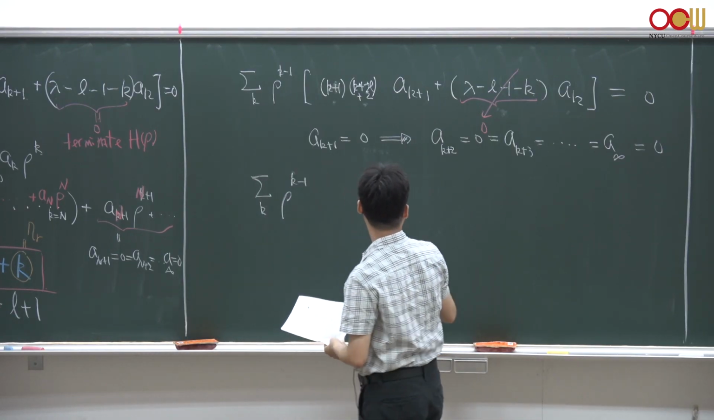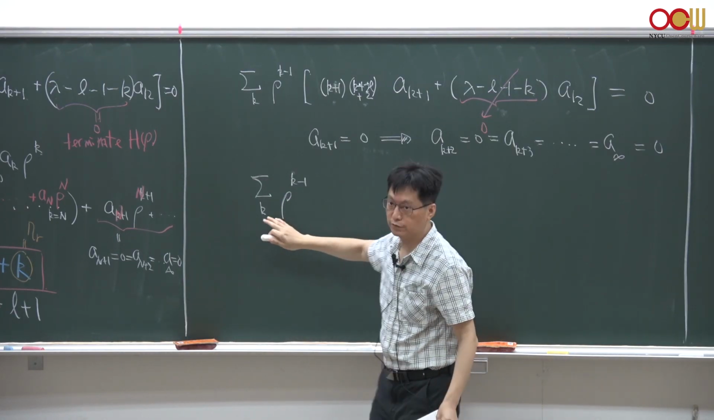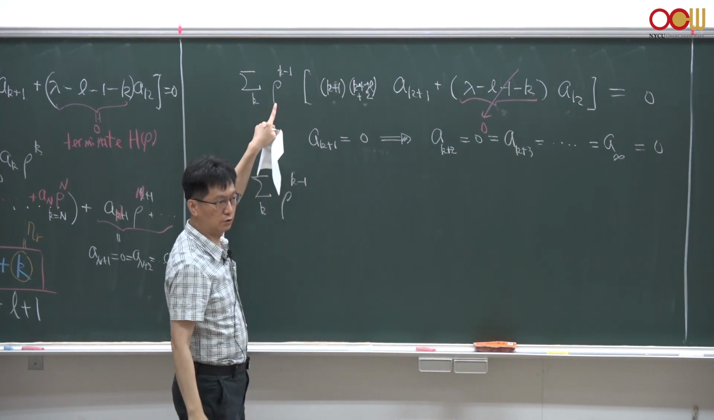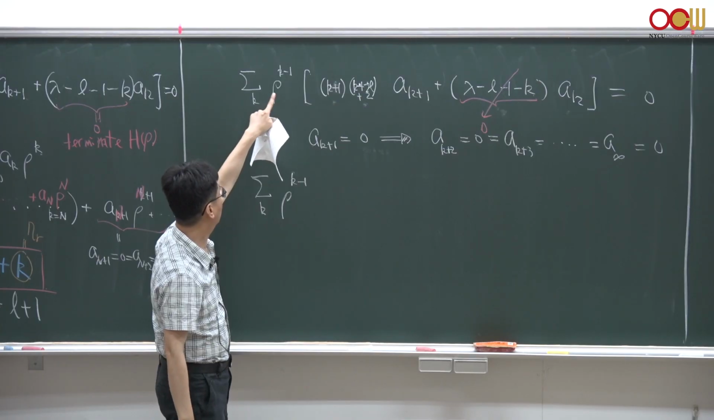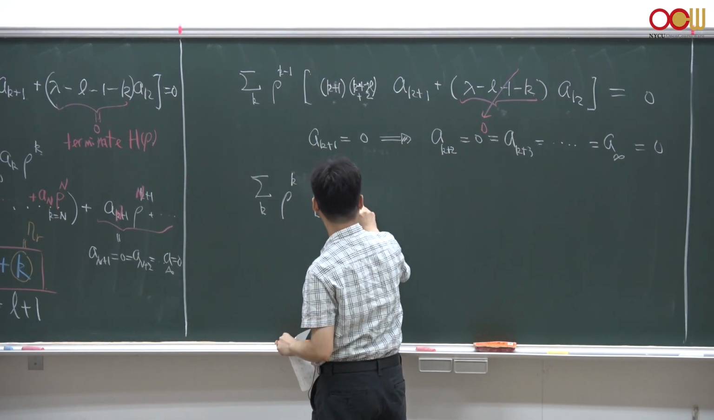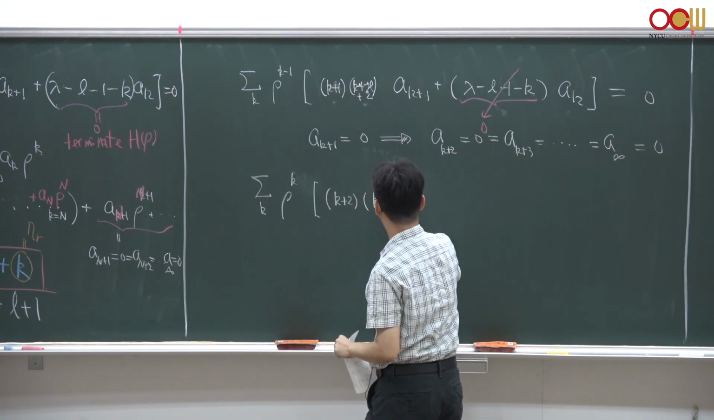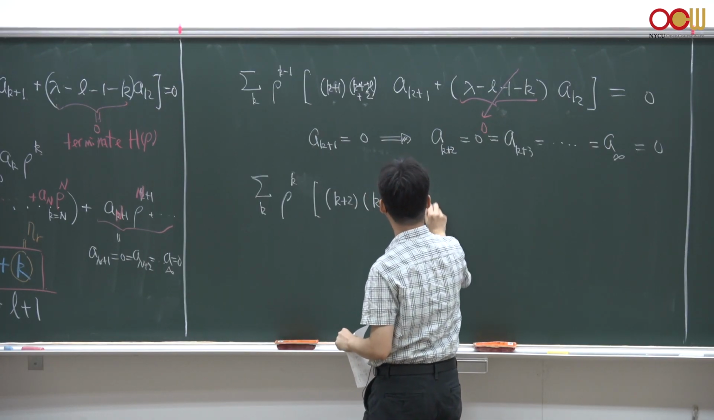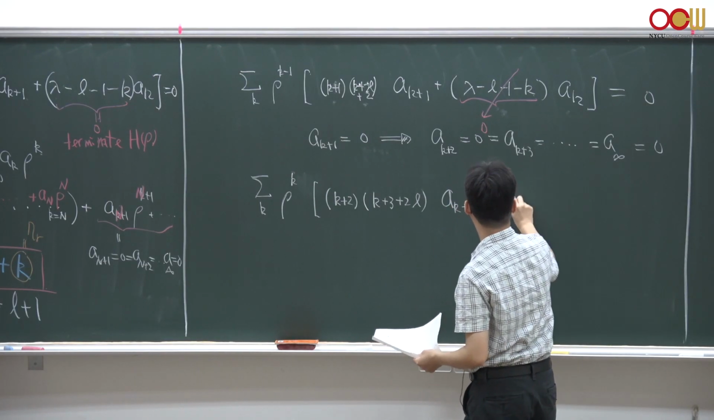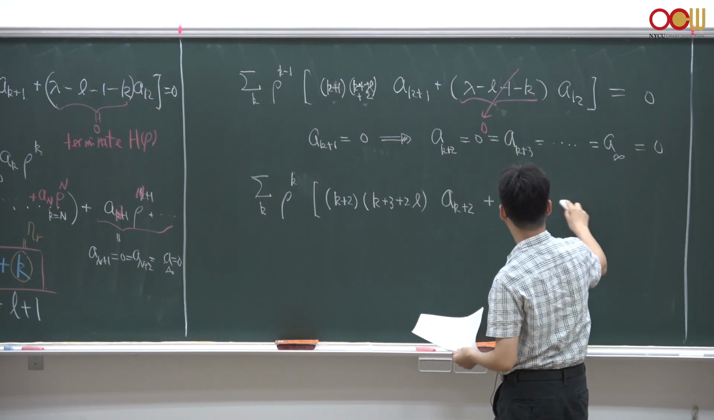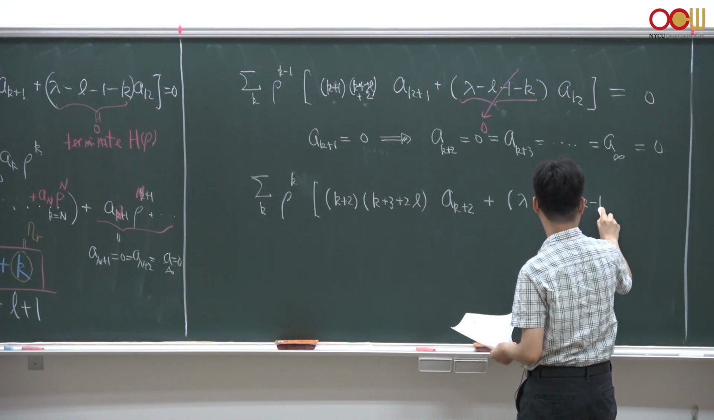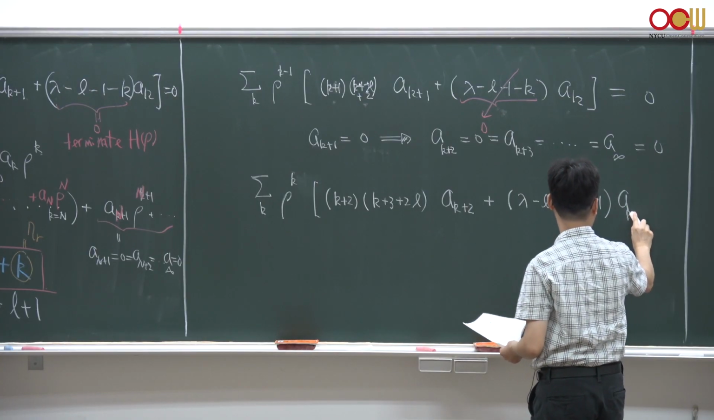But you simply just shift k by plus 1. Suppose k is shifted to k plus 1. Then k minus 1 is actually k. This is k plus 2, k plus 3 plus 2l, a of k plus 2, plus the same thing, lambda minus l minus 1 minus k minus 1, and a of k plus 1.